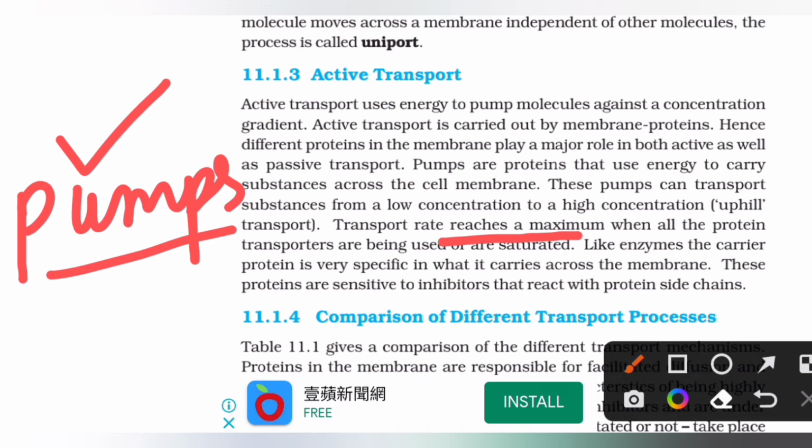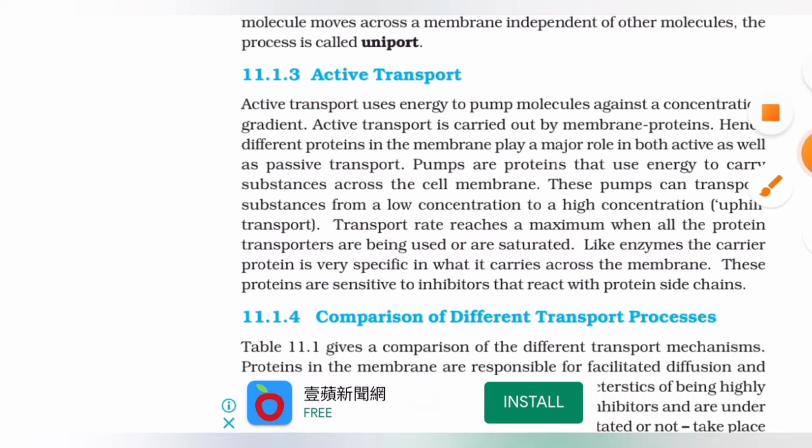Like enzymes, the carrier protein is very specific in what it carries across the membrane. In the case of enzymes also, the carrier protein is very specific. It will carry only those proteins which it can carry, right? Here the inhibitor effect is also present, because the transport gets affected. When the inhibitor effect is there on the active transport, definitely the transport will get affected. And active transport is a fast process compared to diffusion, right? I hope it's clear.